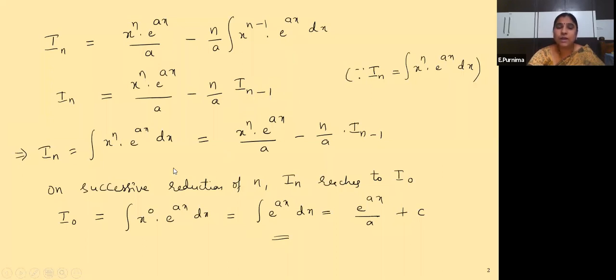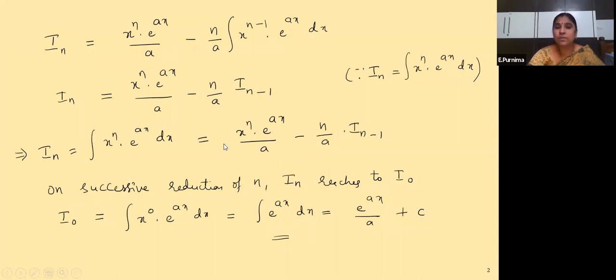Now then, In is given by x to the power of n into e to the power of ax by a minus n by a into In minus 1. See, whenever a sum is given like this, children, you have to remember this formula to find out the integration. Now here, on successive reduction based on the value of n, we don't know how many steps you may get.